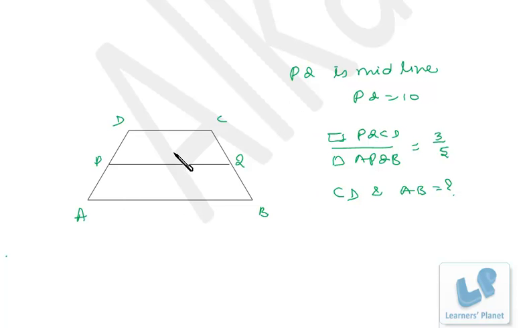Now we have this question. Here ABCD is a trapezium and PQ is the midline. That means P and Q are the midpoints of side AD and BC respectively, right? Length of PQ is given as 10.